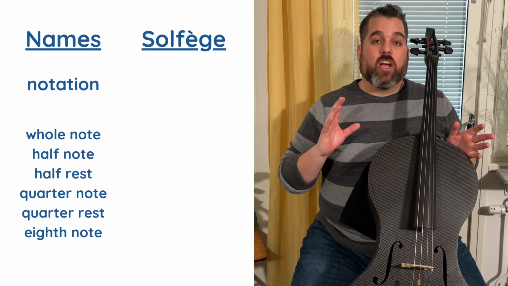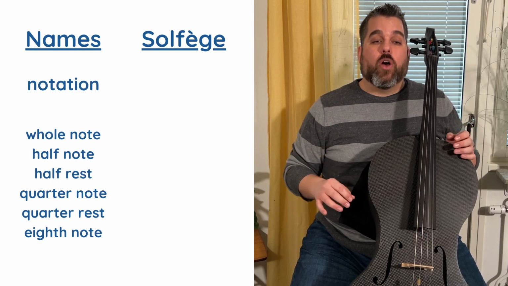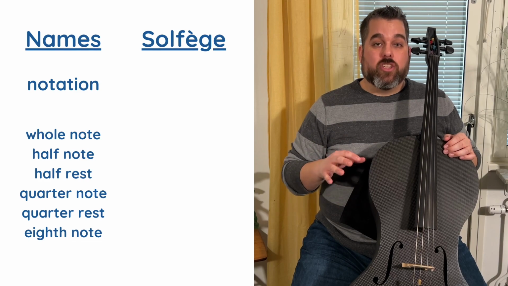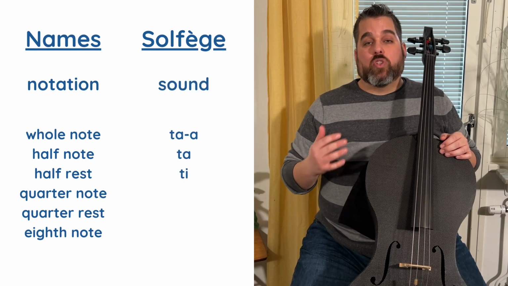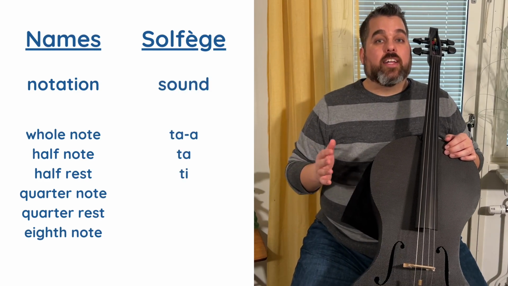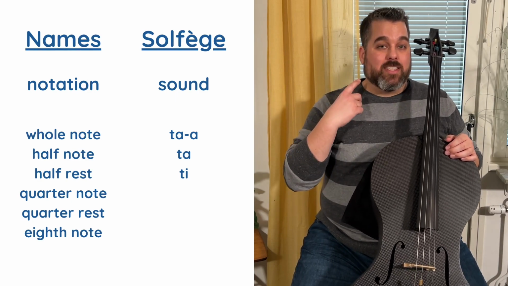All right, just to review, rhythm names versus rhythm solfège. Rhythm names like half note, quarter note, those are to match the notation. And rhythm solfège, ta, ti, ti, that's to match the sound.